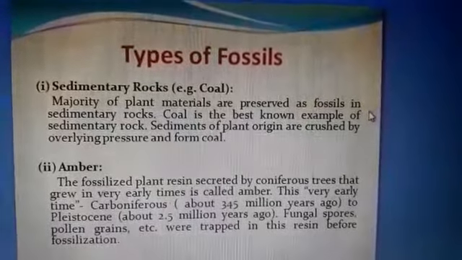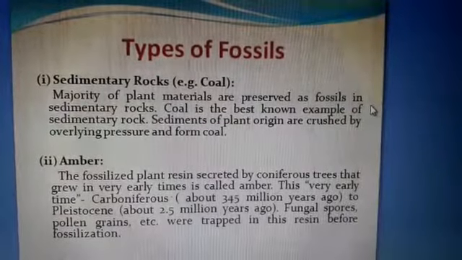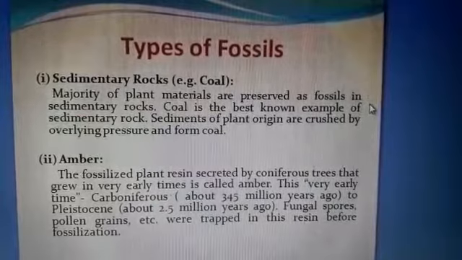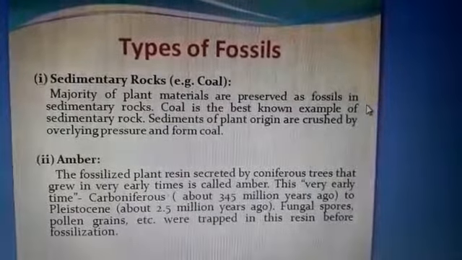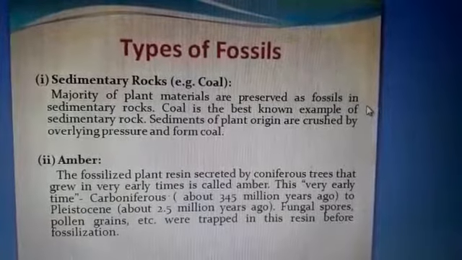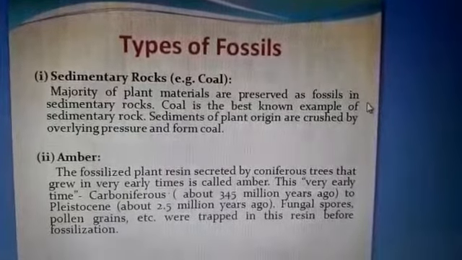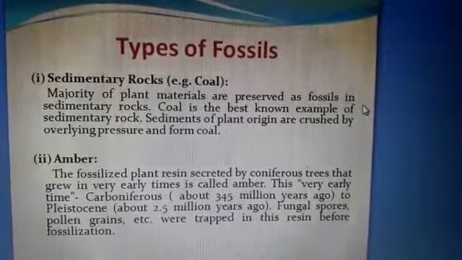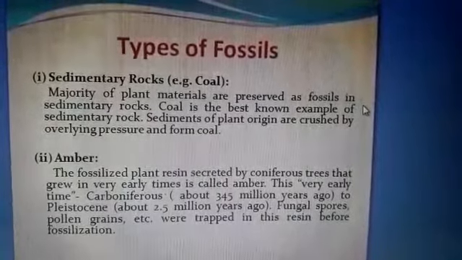Here are some types of fossils. The first is sedimentary rocks like coal. In sedimentary rocks, the majority of plant material is preserved as fossils. Coal is the best known example. Sediments of plant origin are crushed by the overlying pressure and form coal.